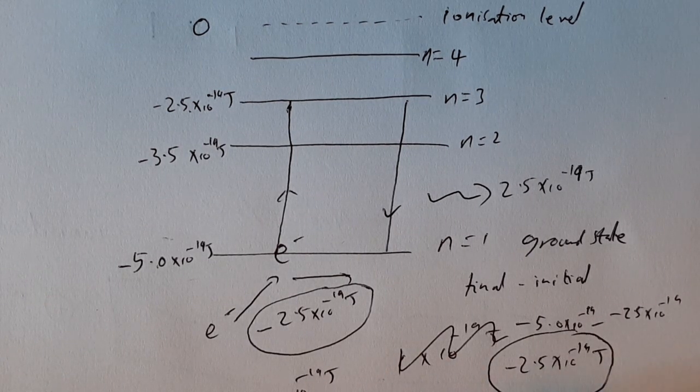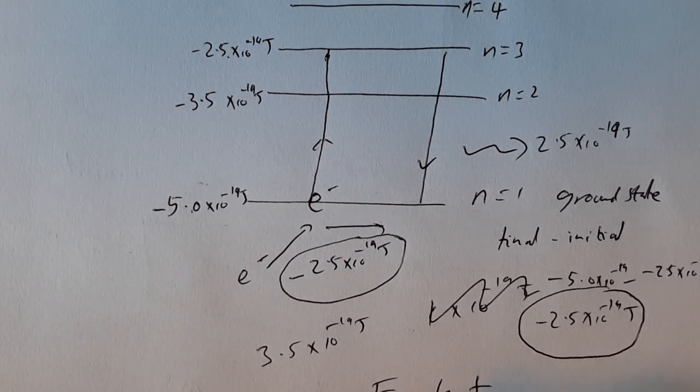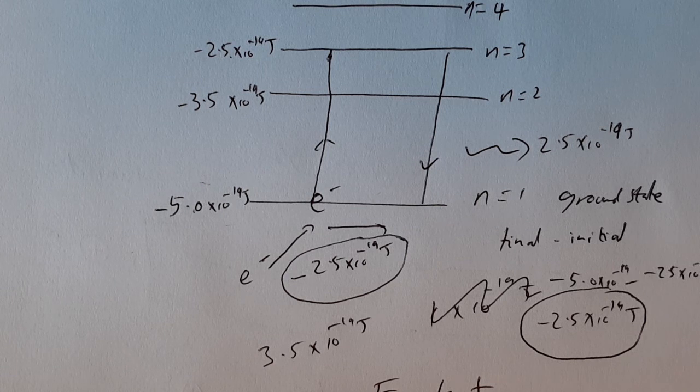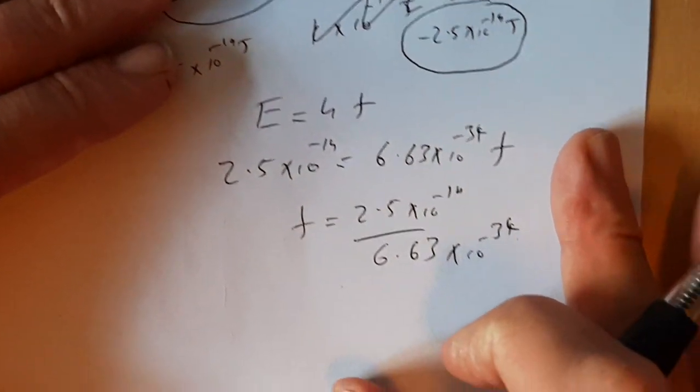So we're going to use E equals hf, just like in the photoelectric effect. We know that E is 2.5 times 10 to the minus 19 joules. We know that h is 6.63 times 10 to the minus 34. And there's f, so f is 2.5 times 10 to the minus 19 divided by 6.63 times 10 to the minus 34.